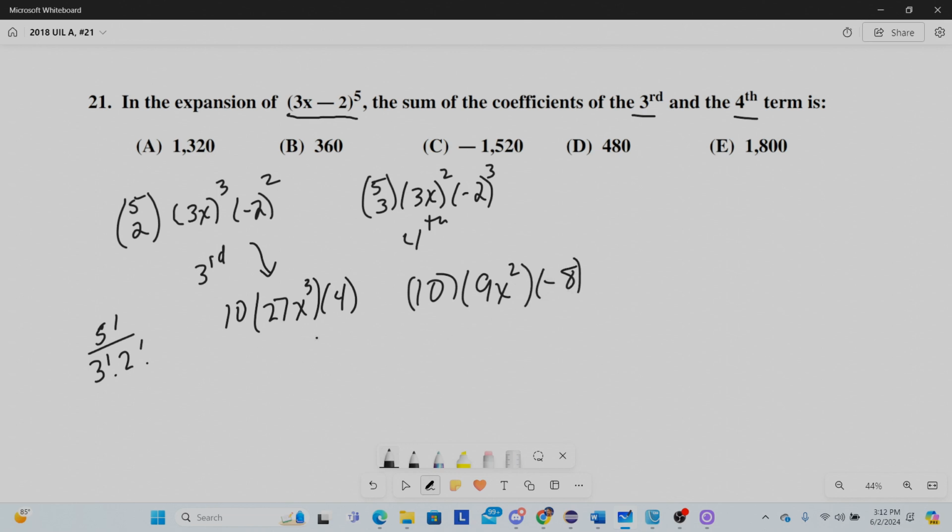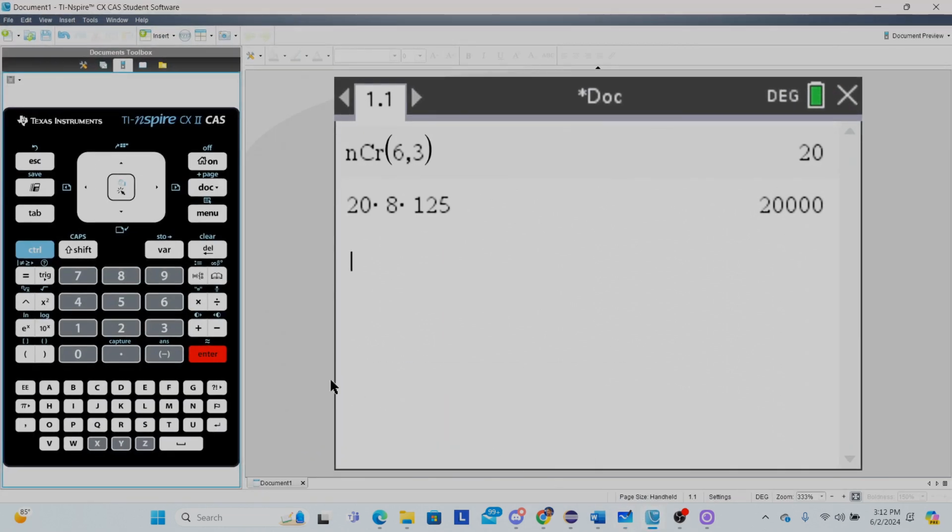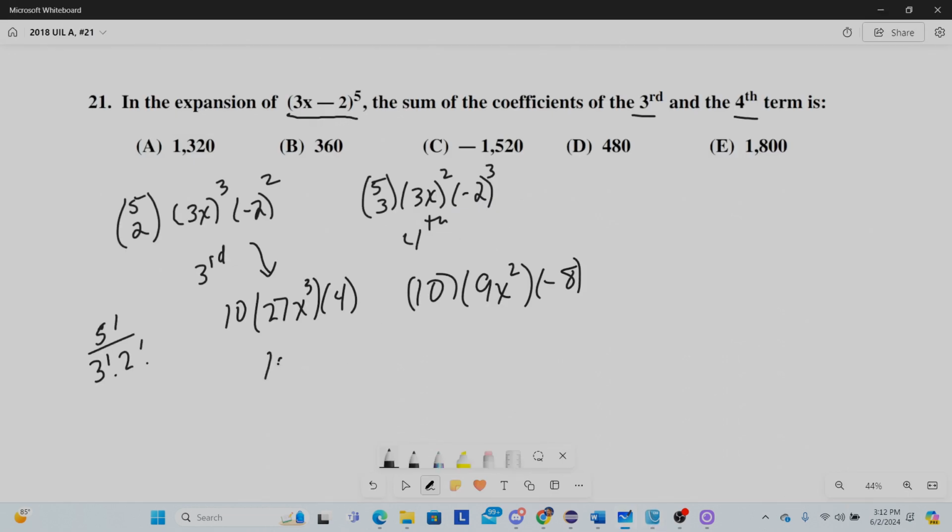So 10 times 27 times 4, and we end up with 1080 for this coefficient. And over here, 10 times 9 times a negative 8. So 10 times 9 is 90, times a negative 8 is a negative 720. So if we add up 1080 and negative 720, we should get our answer.